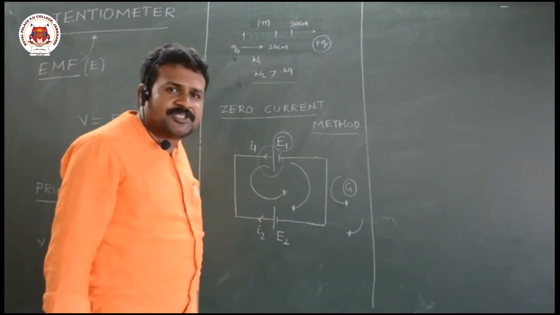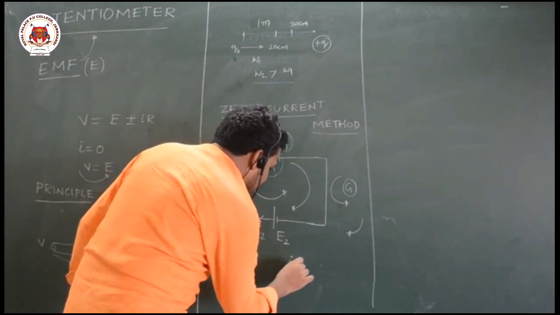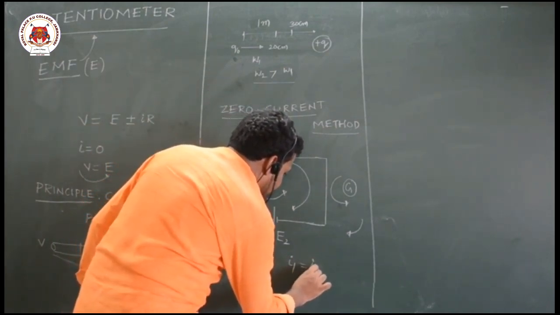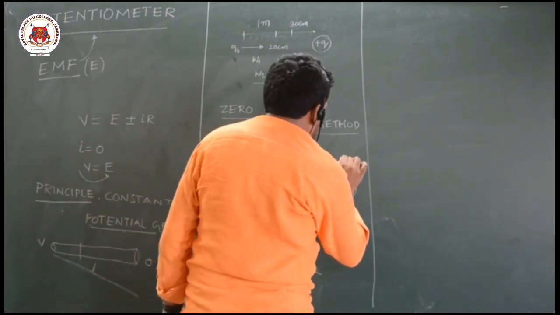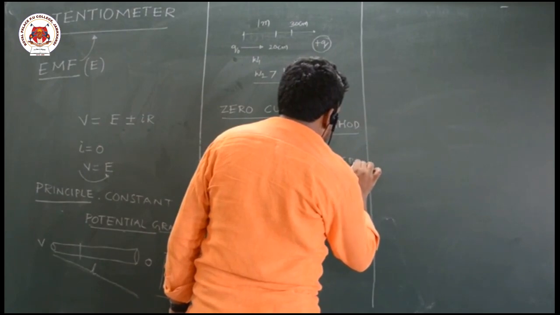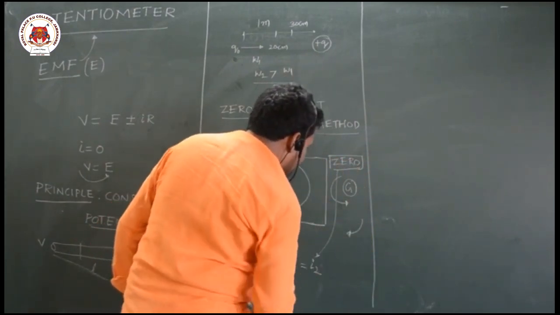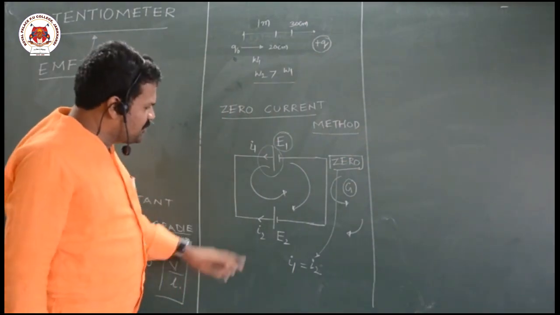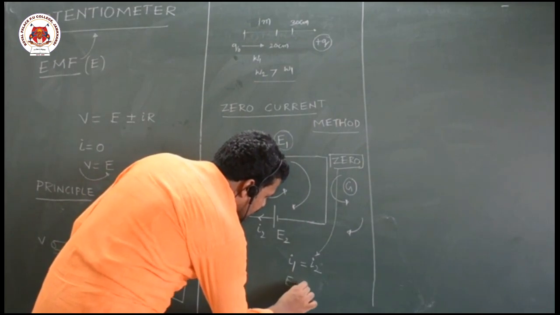There may be a situation where I1 is equal to I2. If there is a situation where I1 is equal to I2, then what happens? The galvanometer shows zero deflection. It shows zero deflection when I1 is equal to I2. That is possible only when E1 is equal to E2.